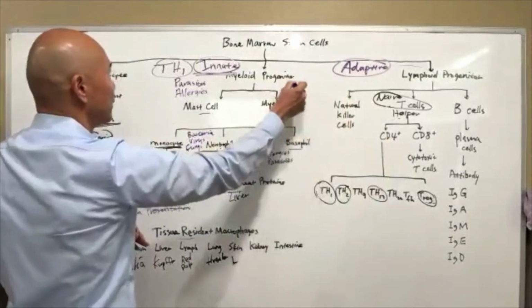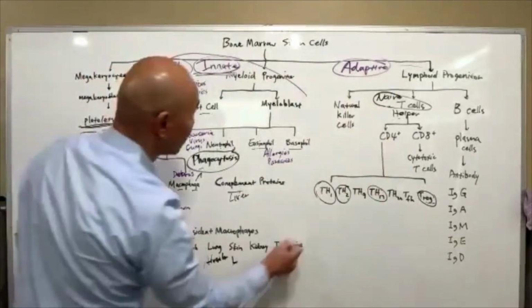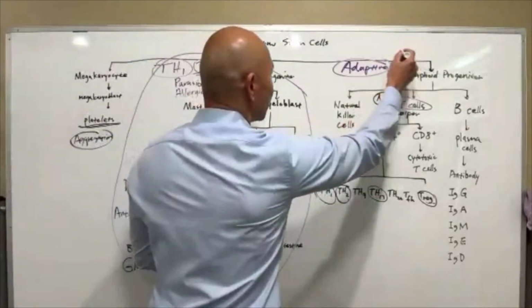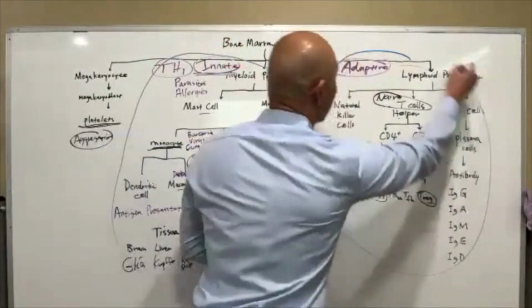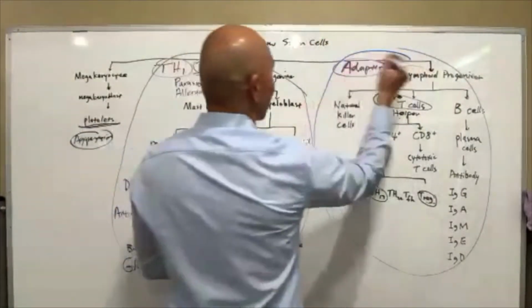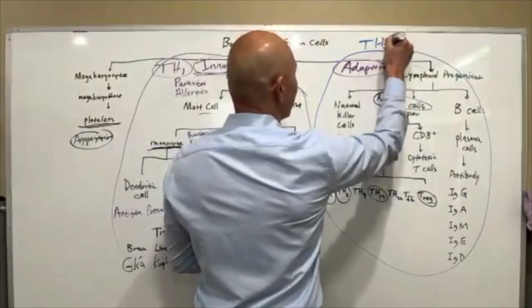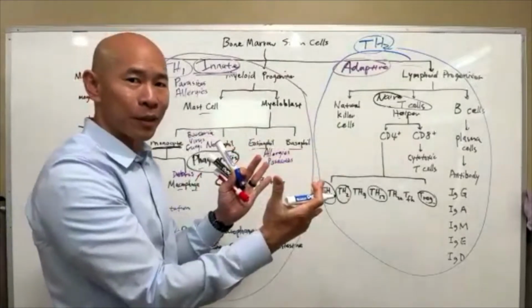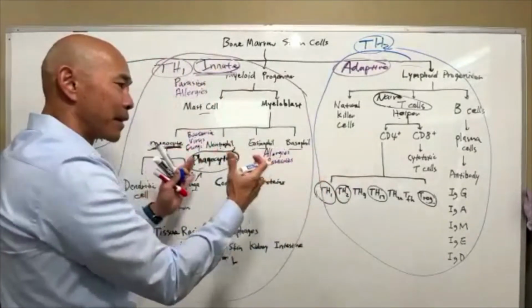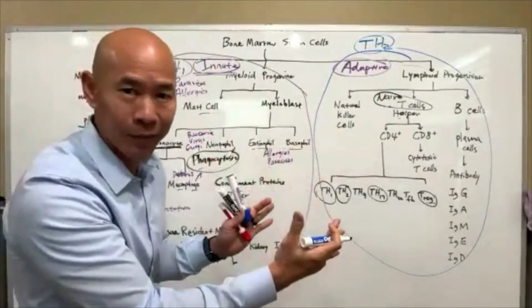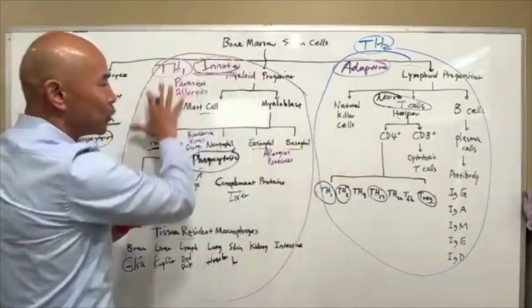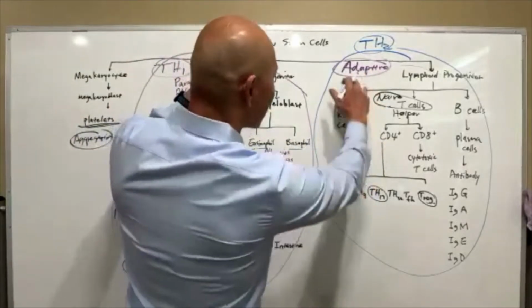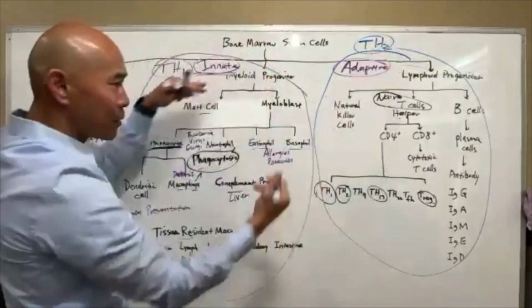So this part right here is going to be your innate immune response. And then this part here will be considered your adaptive immune response, or sometimes they're called the T helper 2 immune response. There's two main branches of your immune system that play like a teeter-totter balance. When your innate immunity is really getting going, your adaptive immunity gets suppressed. And when your adaptive immunity is really going, then the innate immunity gets suppressed.